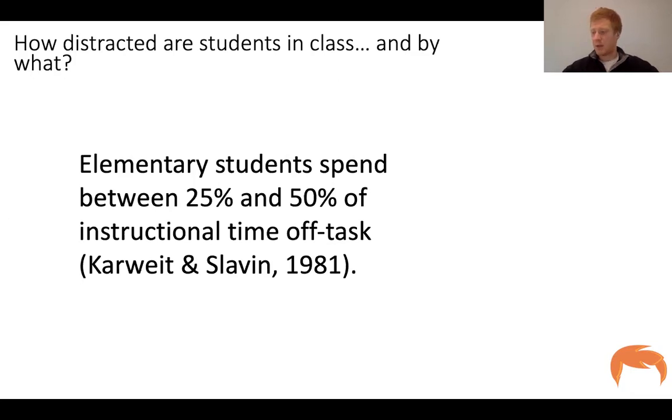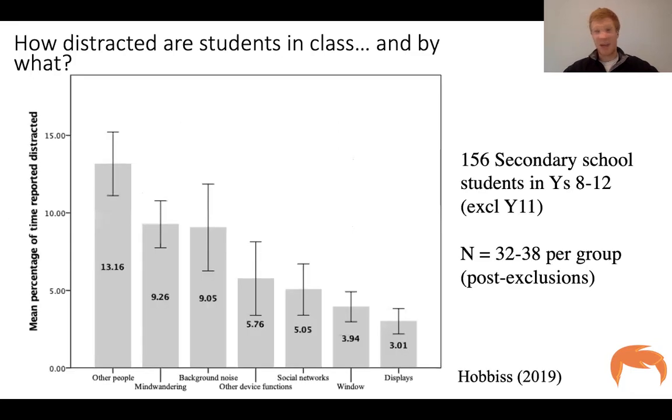So on my PhD, I took the not particularly inventive step of asking students what things they were distracted by. So here's an example of some of that data. This is data from a secondary school in the northwest of England, 156 students between years 8 and 12, excluding year 11, who are away on study leave, with roughly equal numbers for each year group.